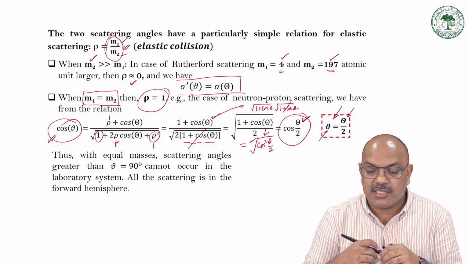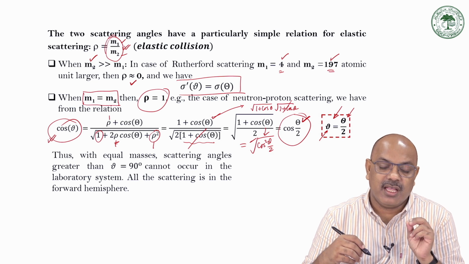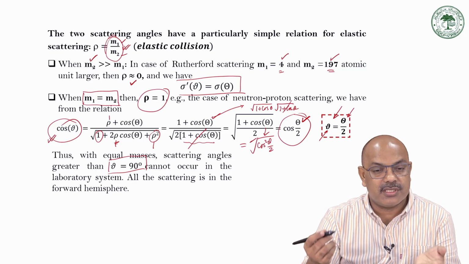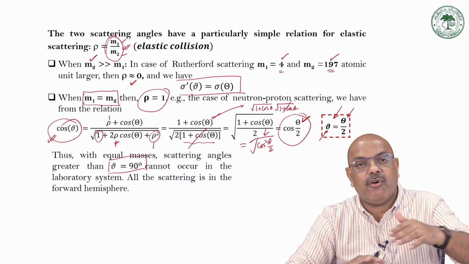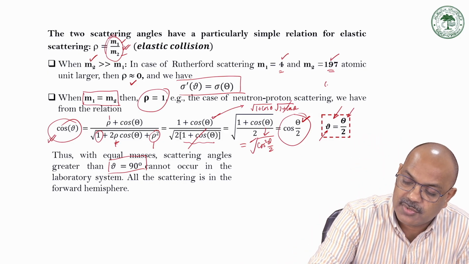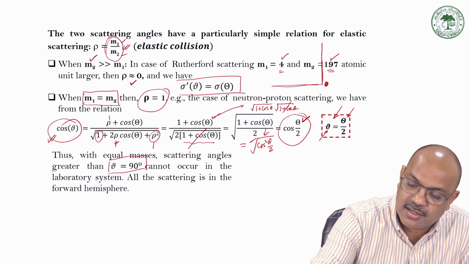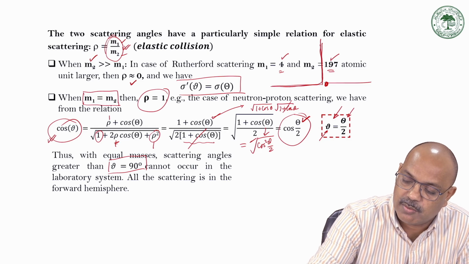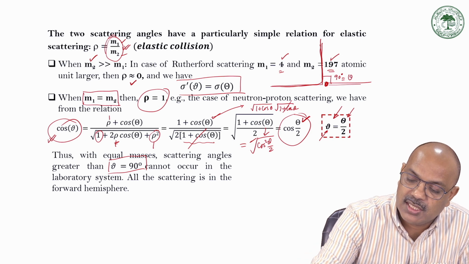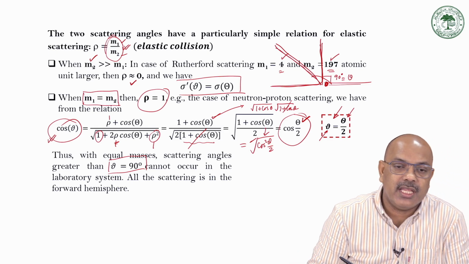So this important relation sets one condition: with equal masses, a scattering angle greater than 90 degrees, that is, this theta in the lab frame, cannot occur in the laboratory system, and all the scattering is in the forward hemisphere. So if the particle is coming, this cannot happen. Only this much scattering, not more than this from the initial direction, this is going to be 90 degrees, and this is my theta in the lab frame. So more than this scattering is not possible in the case of the lab frame.